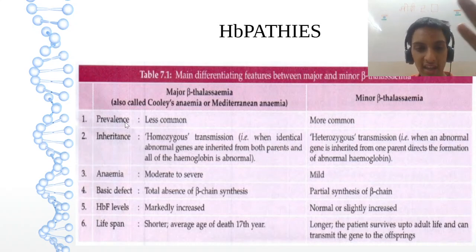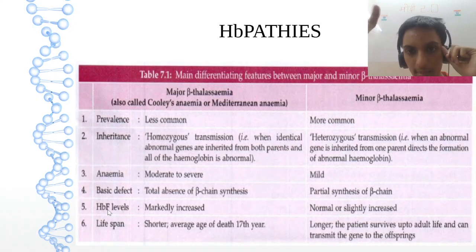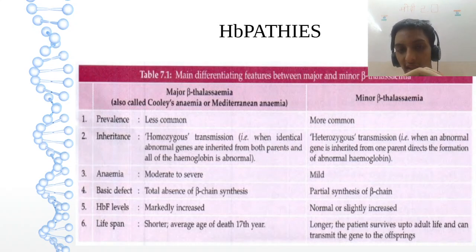What is the mode of inheritance? Homozygous in the case of major, and the opposite in minor, heterozygous. Anemia is more severe in major than in minor. The defect: no beta chain in major, reduced in minor. HbF levels are significant in major, not much in minor. And lifespan: who has more lifespan? Those who have minor, because it's heterozygous. Remember, heterozygous means more lifespan, and homozygous means less lifespan. That is about beta thalassemia.